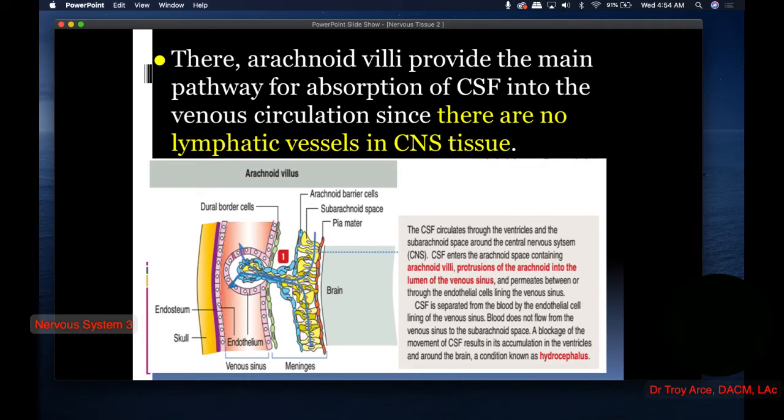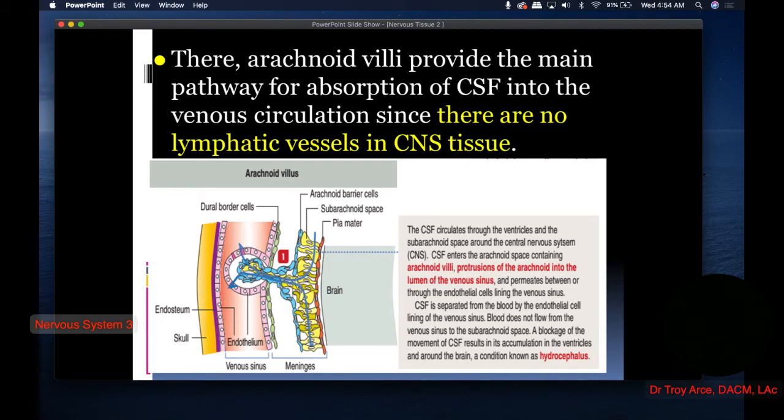Arachnoid villi provide the main pathway for absorption of CSF into the venous circulation, since there are no lymphatic vessels in the central nervous system tissue. So that's important to know.